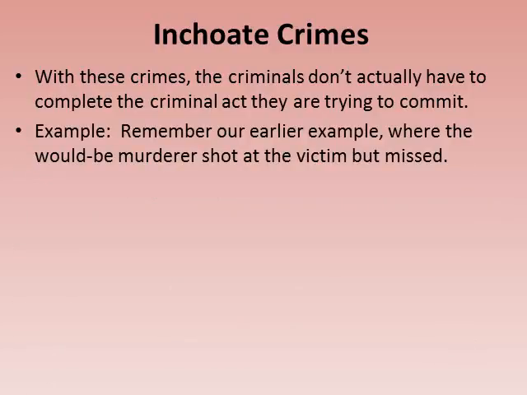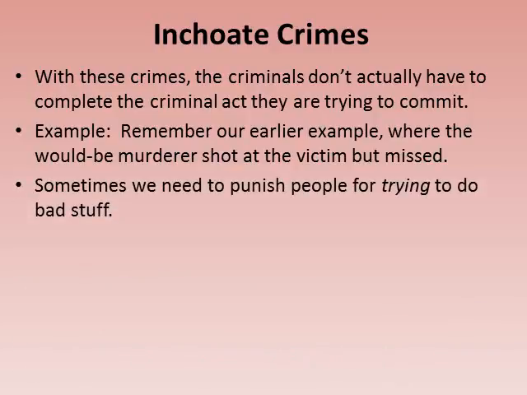We remember where we had examples earlier. We had a would-be murderer who shot at the victim but missed, and we said, well, there's no actus reus there. There's no wrongful act required for murder. Well, certainly that is true, but we can still punish that person because, gosh darn it, we don't want people shooting at other people. That's really bad. So that's something that the government needs to put a stop to if we're going to have that order and stability in society. So that person still needs to be punished even though they didn't complete that wrongful act entirely.